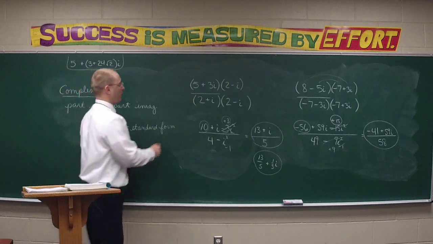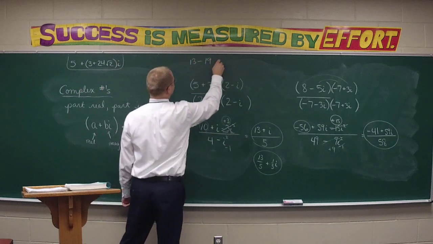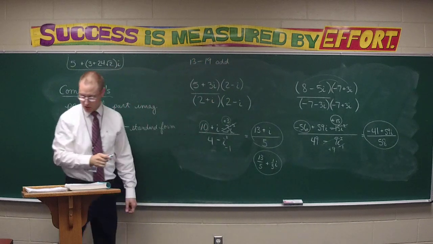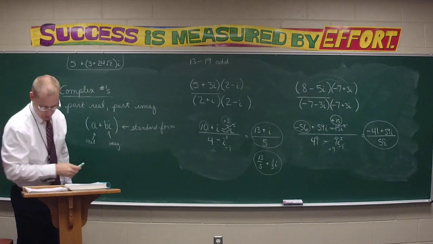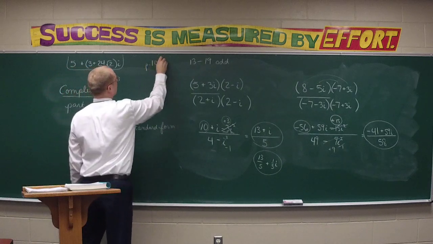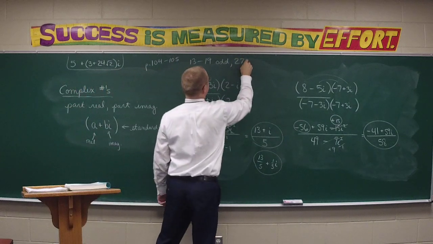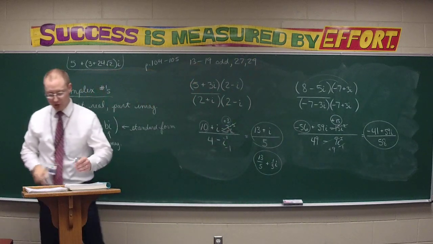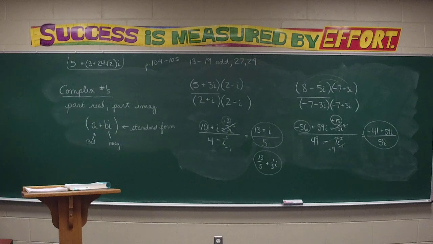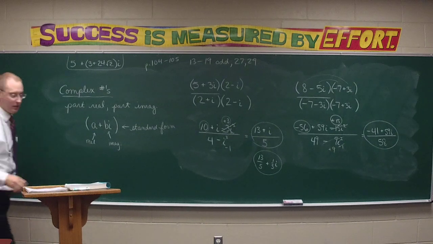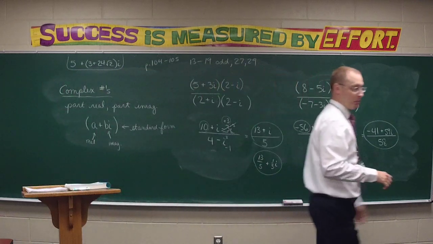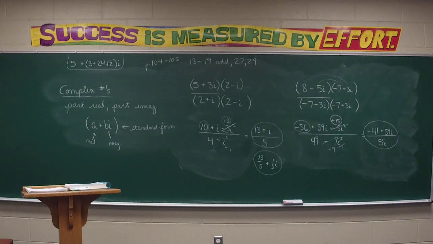All right, let's practice. I want you to do numbers 13 to 19, the odd, on pages 104 to 105. Okay, well, let me have you do those as well as 27 and 29. So six problems: 13, 15, 17, 19, 27, and 29. This is in the practice section, right? Correct, 104 to 105, so it would have to be in the practice.